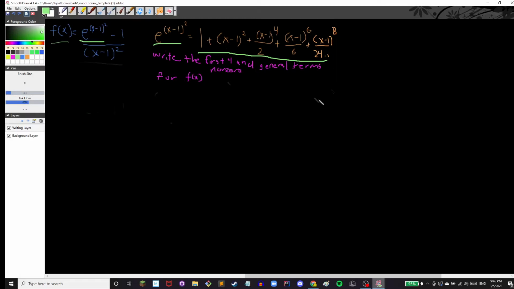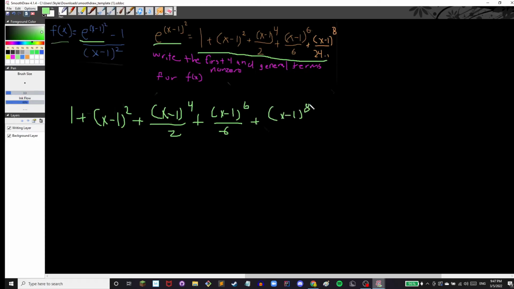So how can we write the first four terms? Well, because there are already terms here, we can just use this and algebraically manipulate it with whatever's in the function. So let's do that. We can write 1 plus (x minus 1) squared all the way to what we have. Alright, so now we substitute e to the (x minus 1) squared, and we can complete the rest of the function.